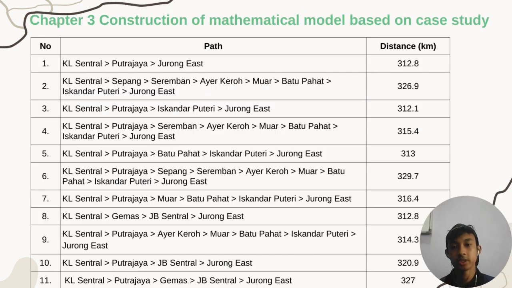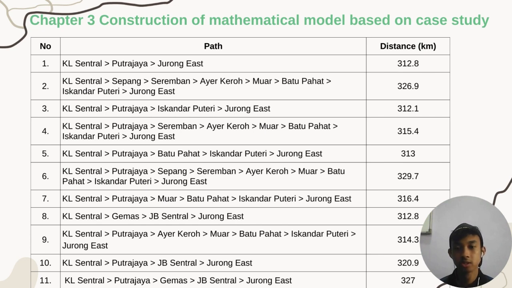Okay, for Chapter 3, construction of the mathematical model based on the case study. The first path is KL Central to Putrajaya to Jurong East. The total distance for the first path is 312.8 km. The second path is KL Central to Sepang, to Seremban, to Air Keroh, to Muar, to Batu Pahat, to Iskandar Putri, to Jurong East. The total distance for the second path is 326.9 km.